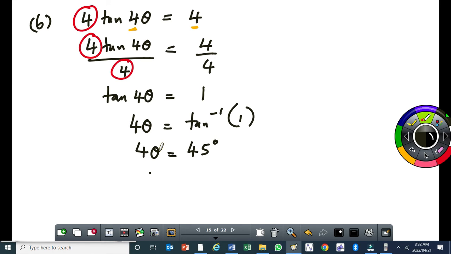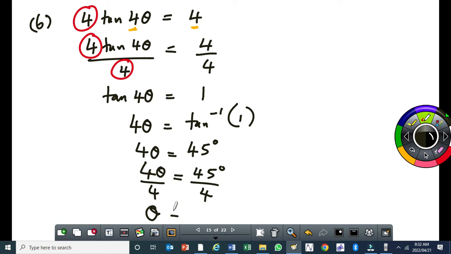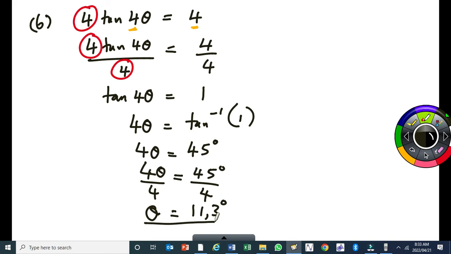Then we divide both sides by 4. If you divide both sides by 4, you end up getting 11.25. Now, we need to round off that to one decimal place. So that will be 11.3. So this will become 11.3 degrees.